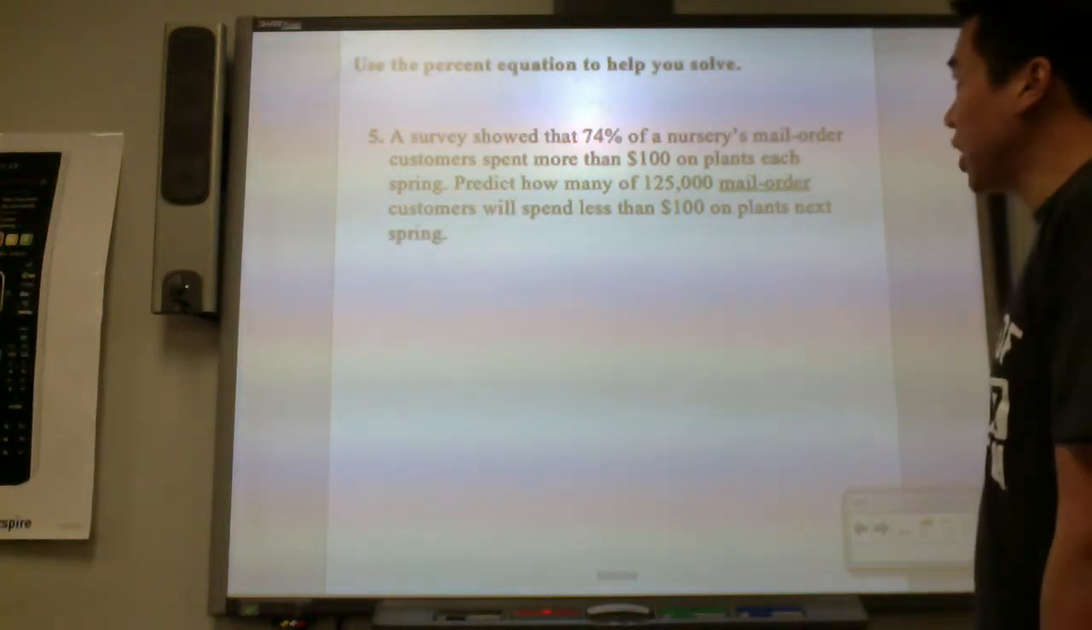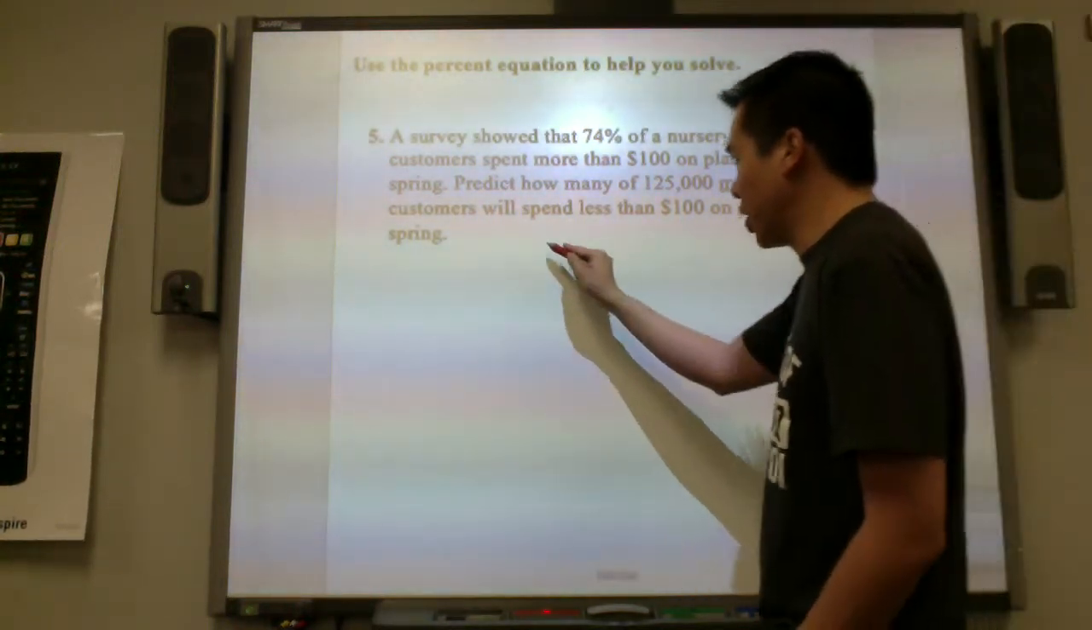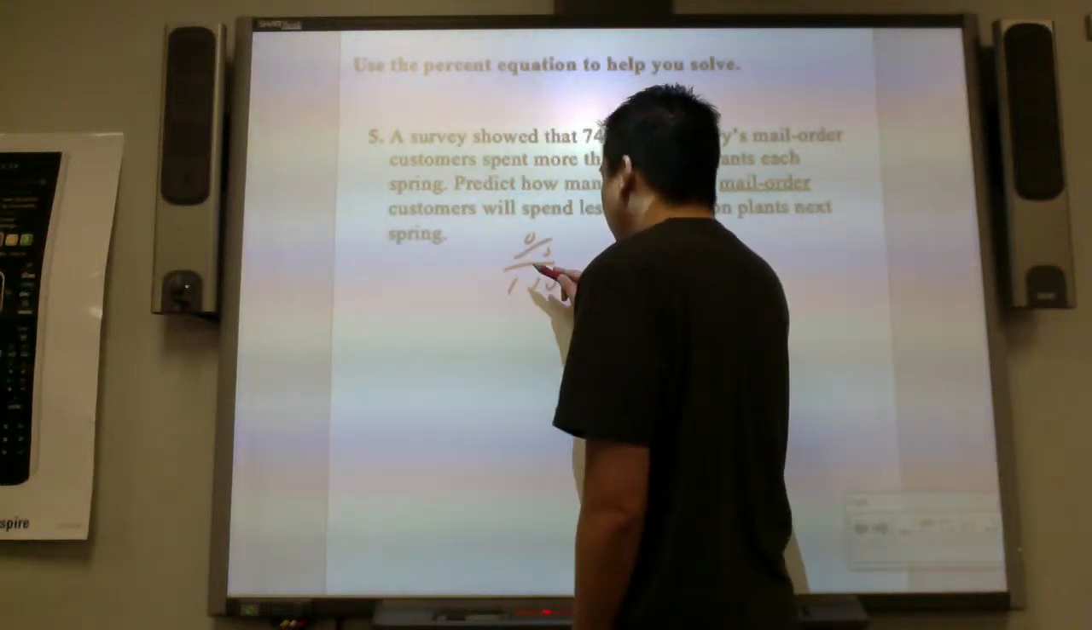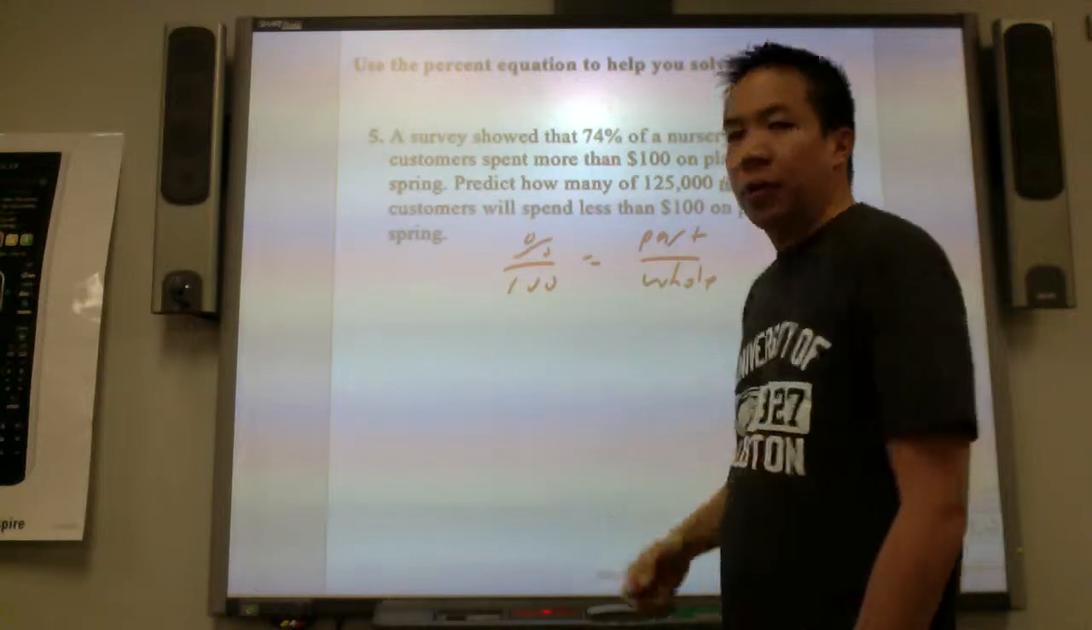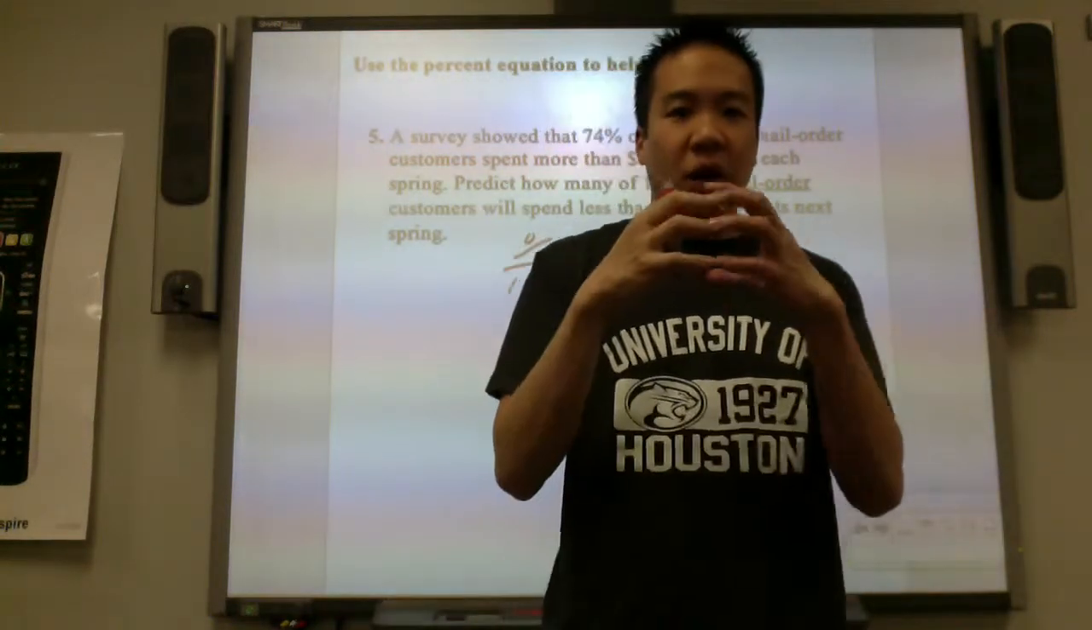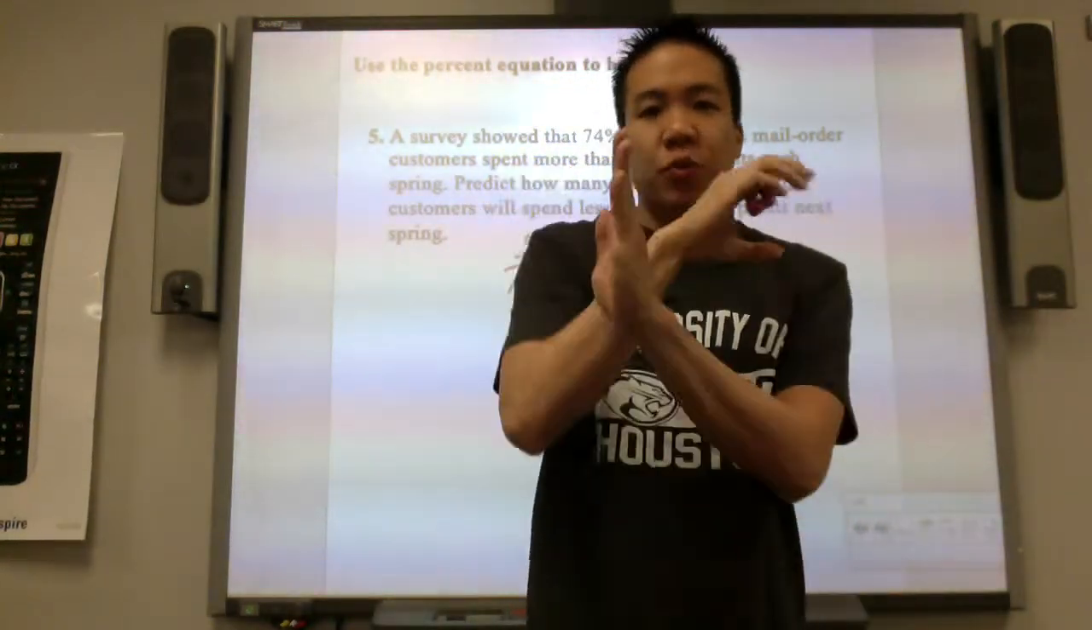All right, use the percent equation to help you solve this. Again, the percent equation is percent over 100 equals part over whole, or you can turn it around and do part over whole equals percent over 100.